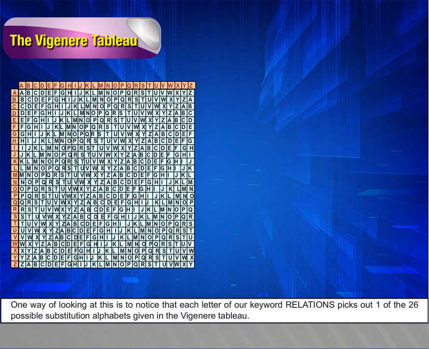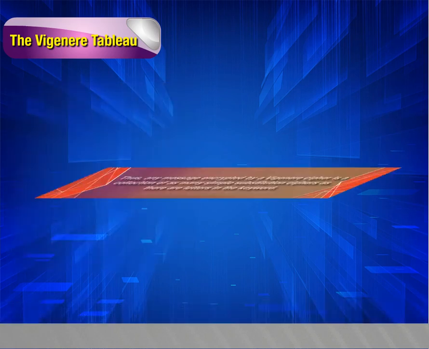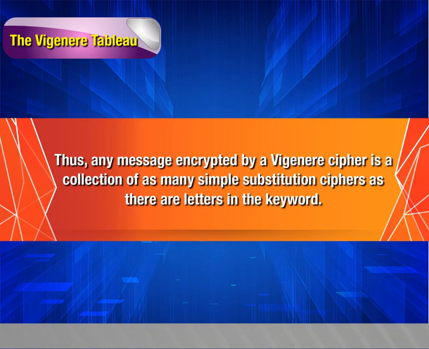One way of looking at this is to notice that each letter of our keyword relations picks out one of the 26 possible substitution alphabets given in the Vigenère tableau. Thus, any message encrypted by the Vigenère cipher is a collection of as many simple substitution ciphers as there are letters in the keyword.